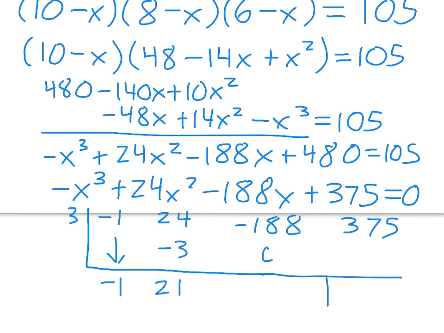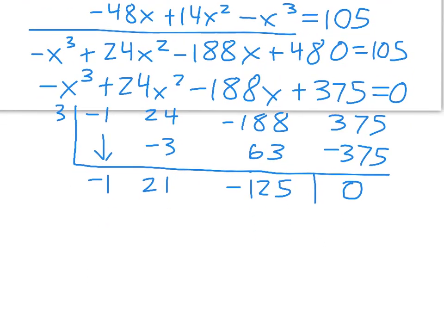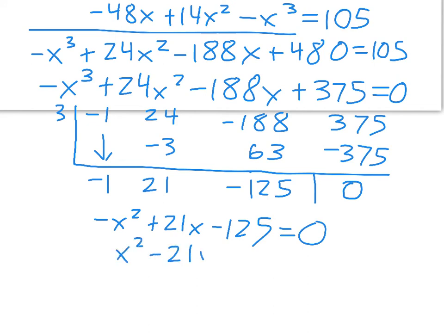21 times 3 is 63. 63 minus 188 is negative 125. 3 times negative 125 is negative 375. So we have no remainder. We found that 3 works. Let's just make sure nothing else works. There's our depressed polynomial. We can multiply everything by negative 1.